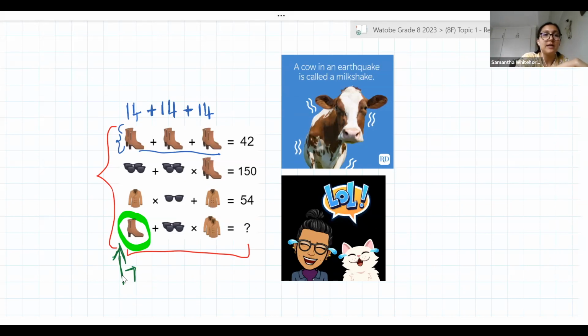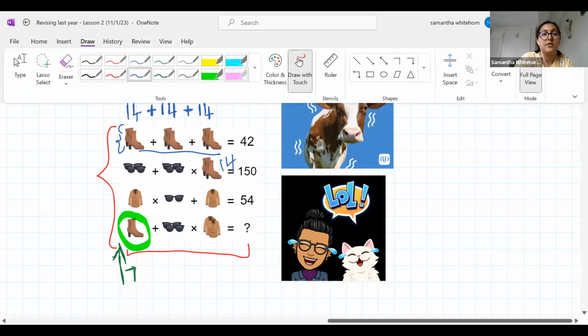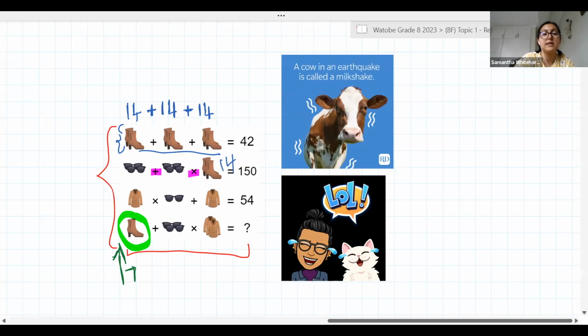And what that means is now we know that the value in my next step of this boot over here is 14. Now, what we also need to be careful of are the operations. Here I've got a plus and a multiplication. So something plus exactly the same thing times the 14 must give me 150.